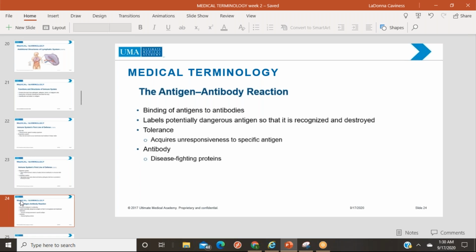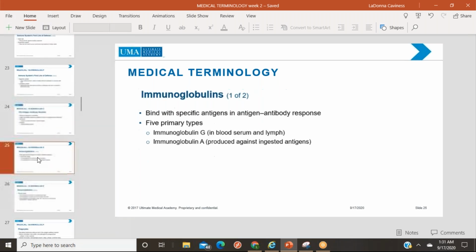Binding of antigens to antibodies, labels potentially dangerous antigens so that it is recognized and destroyed. Tolerance acquires unresponsiveness to specific antigens. Antibodies, disease-fighting proteins. Bind with specific antigens in antigen body responses.